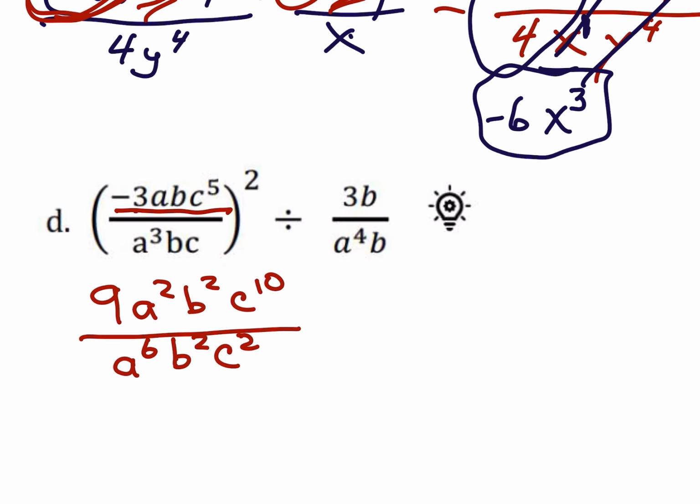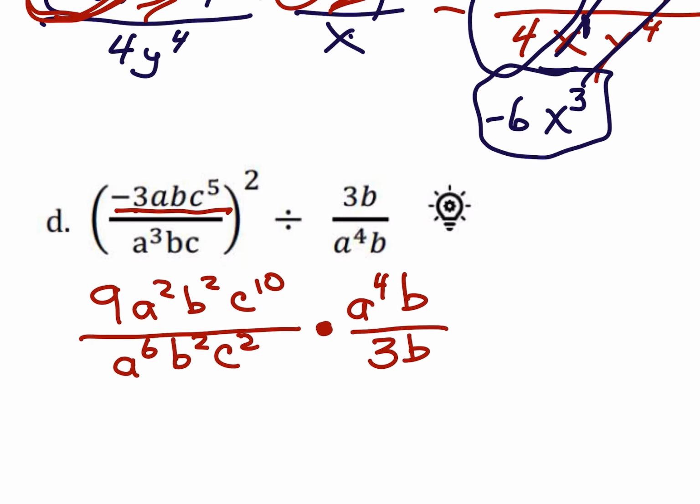Okay, so we're going to keep that first fraction as it was. We're going to change to multiplication, and we're going to flip the second fraction there. So it's a to the fourth b over 3b. Okay, we're getting there. So we have done our keep change flip because of the dividing, and then we've raised everything in that first parentheses to the second power. So that's a good head start.